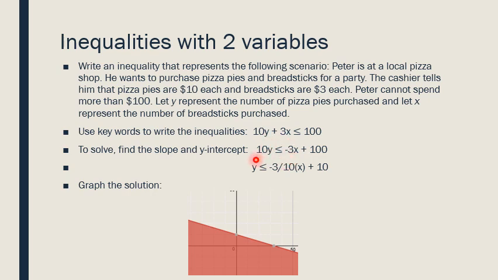Subtracting 3x from both sides, I get 10y is less than or equal to negative 3x plus 100, and dividing everything by 10 gives me y is less than or equal to negative 3/10 x plus 10. To graph this, I'm first going to choose 10 as my y-intercept, and then I'm going to go down 3 and over 10 to get to my next point. And because y is less than this value, I'm going to shade underneath it.